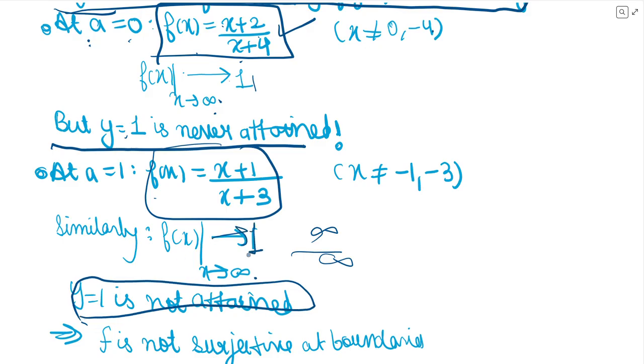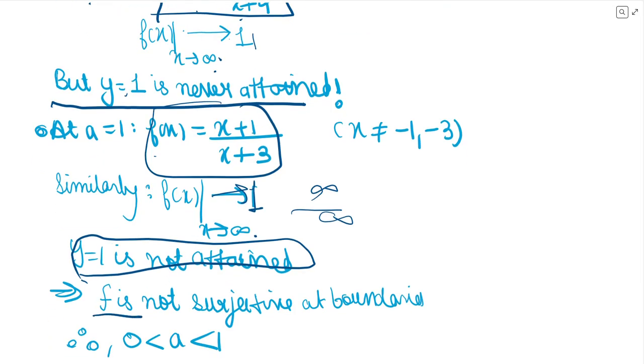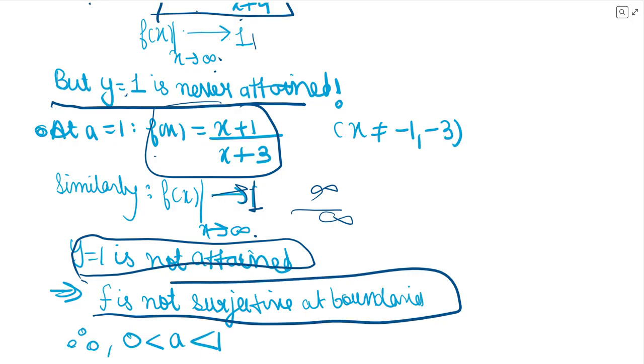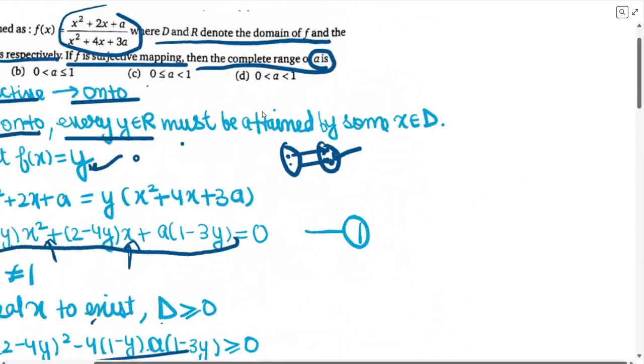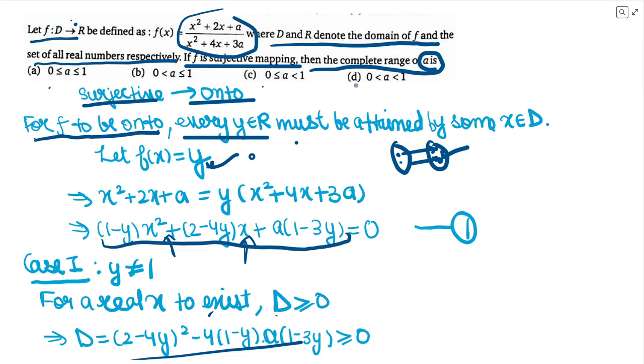It is not exactly 1, right? Tending does not mean equality. That means f is not surjective at the boundaries, right? So by this we definitely proved that we cannot take 0 and 1 because it is not surjective at that point because it is not included. So the final answer is D option.